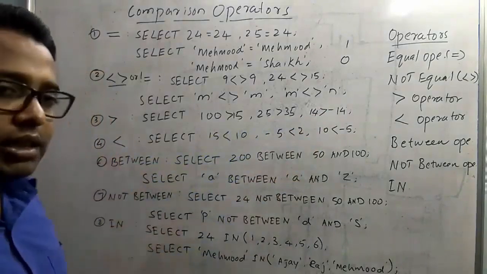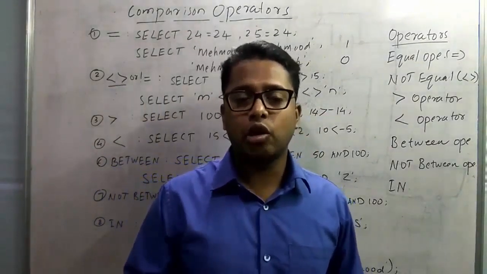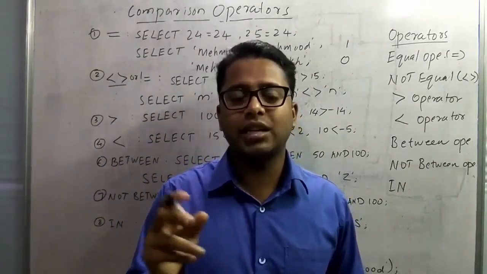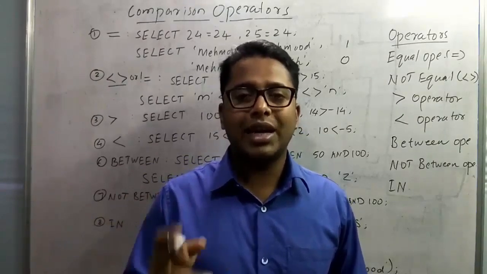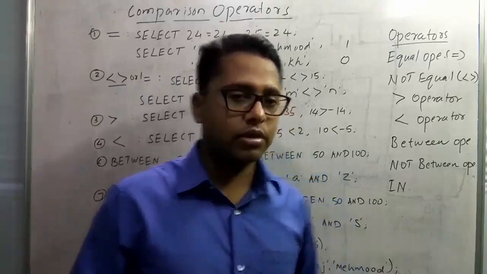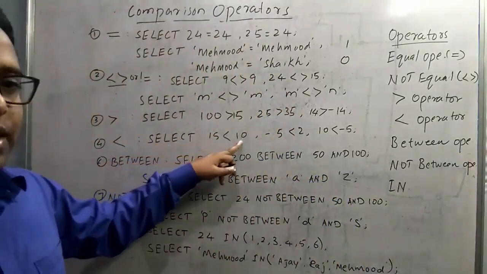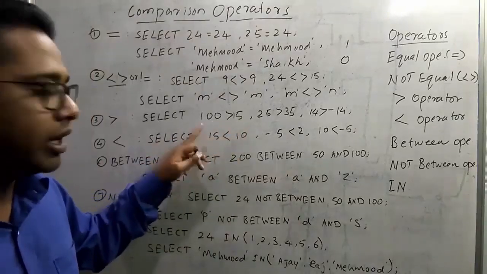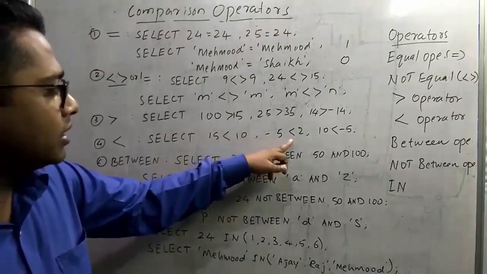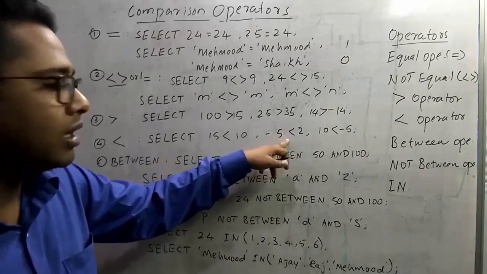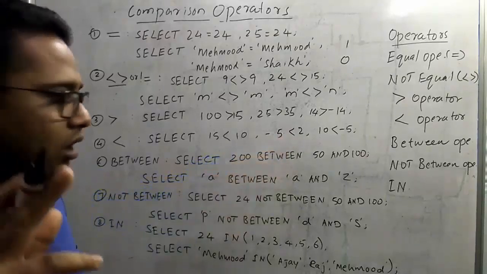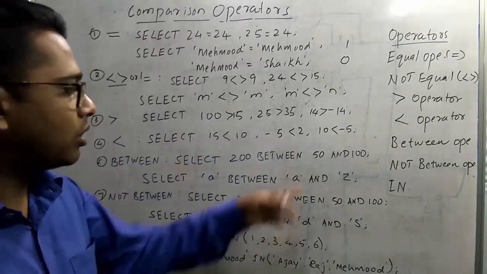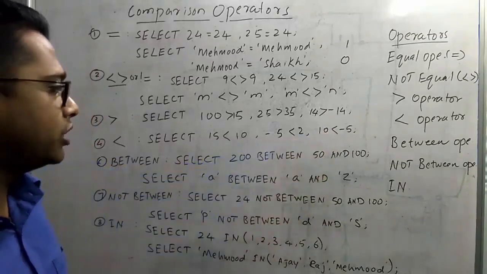Now let's discuss the less than operator. The less than operator is exactly opposite to the greater than operator. In the less than operator, it will check two operands and check whether the first operand is less than the second operand or not. If yes, it will return a value of 1, which is true, otherwise it will return a value of 0, which is false. So here you can see select 15 is less than 10. Since 15 is greater than 10, this whole statement becomes false and it will return a value of 0. And minus 5 is less than 2, which is true, because minus 5 is less than 2, that's why it will return a value of 1. And 10 is less than minus 5, which is false, because 10 is greater than minus 5, that's why it will return a value of 0, which is false.